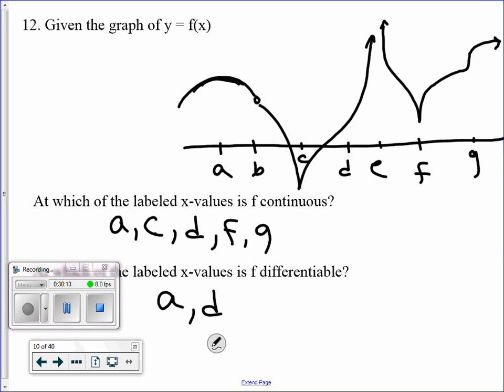Next one we had to consider was F. Oh, nope, can't include that one. There's a cusp or corner kind of thing going on. And G, if you remember, it said on your paper there's a vertical tangent, so we can't include that one either. So we just have those two values.